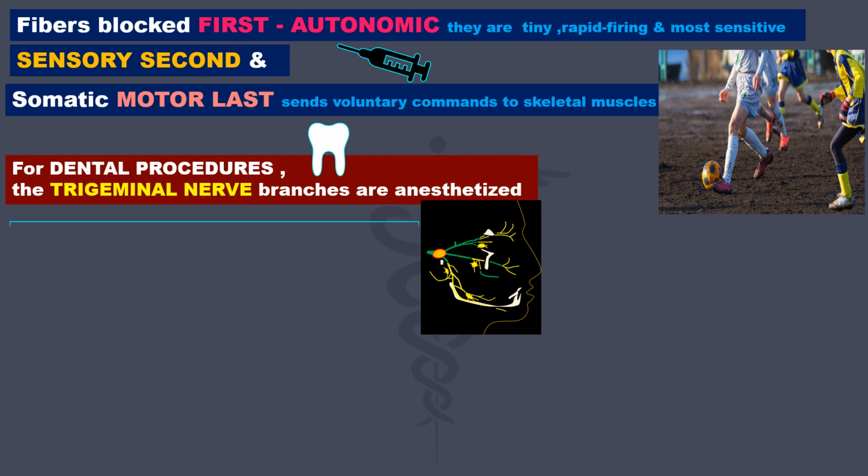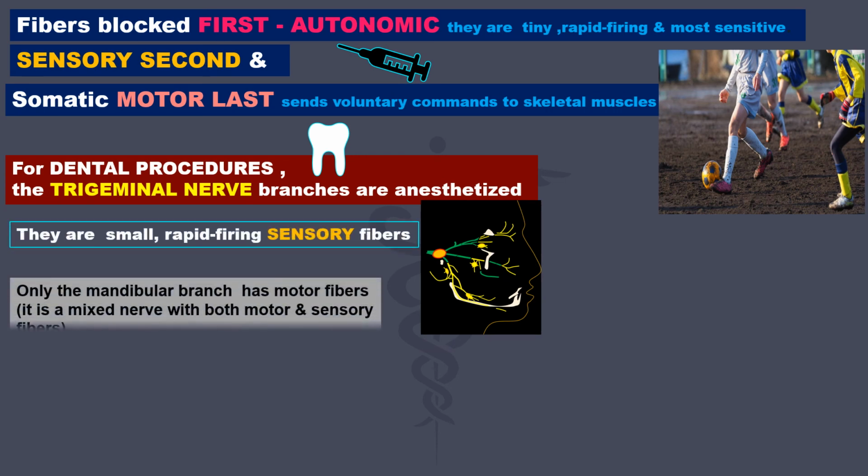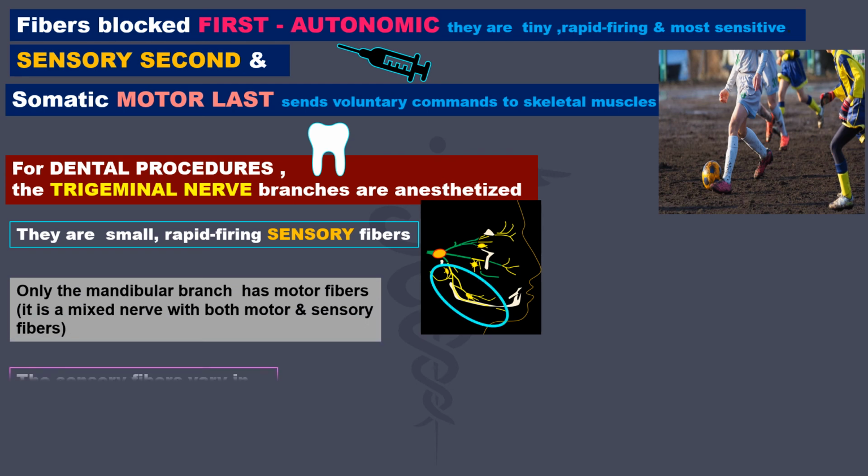For dental procedures, the trigeminal nerve branches are anesthetized. They are small, rapid-firing sensory fibers. Only the mandibular branch has motor fibers. It is a mixed nerve with both motor and sensory fibers. The sensory fibers can vary in diameter as well as firing rates.